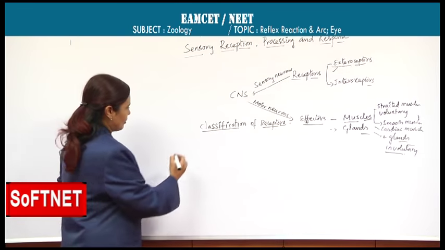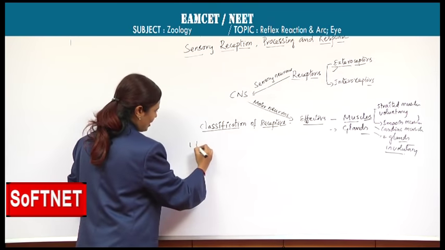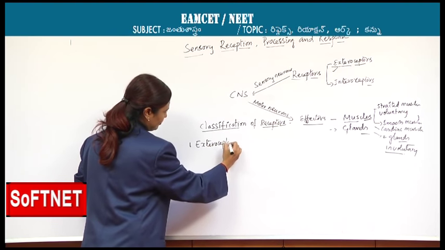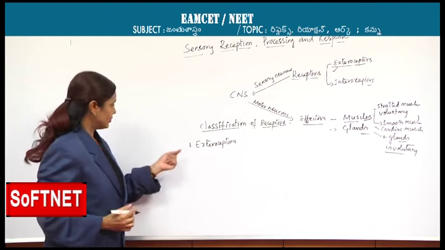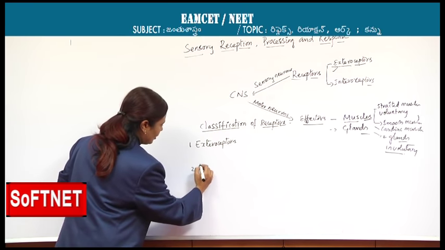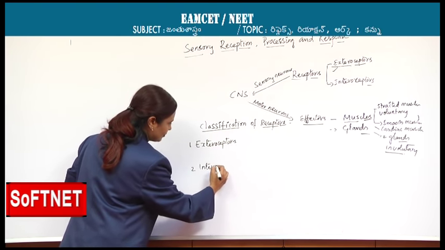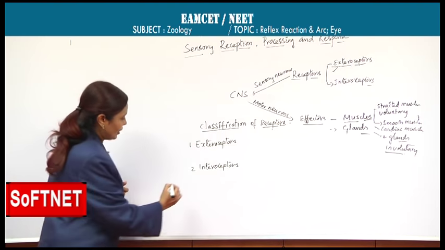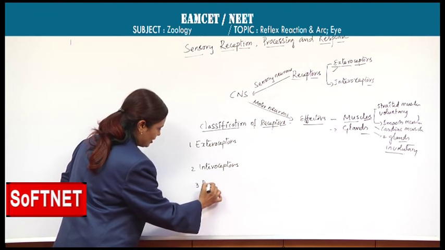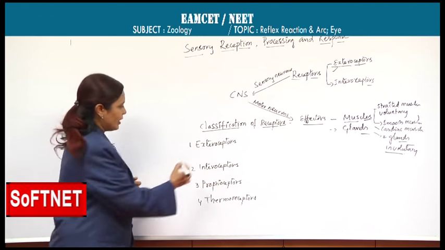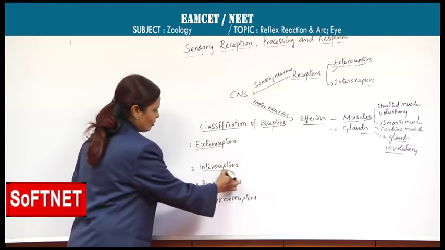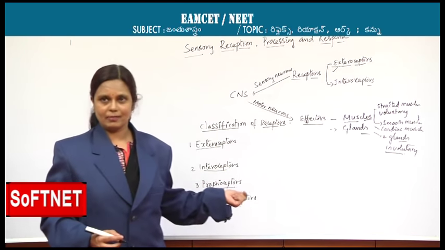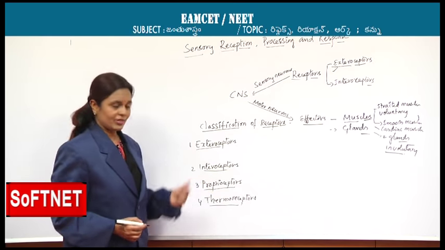The types of receptors are, number one, exteroceptors, as we already discussed. Number two, interoceptors or internal receptors. Number three, proprioceptors, and then thermoceptors or thermoreceptors.